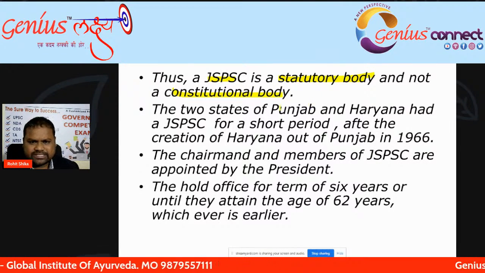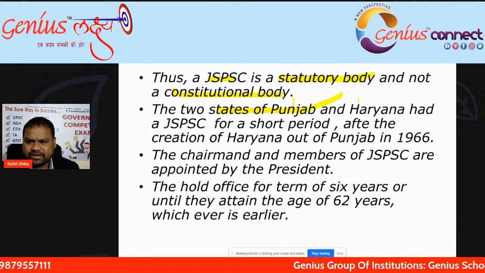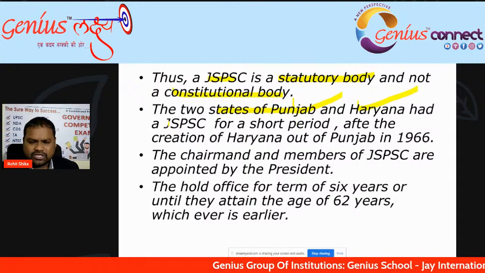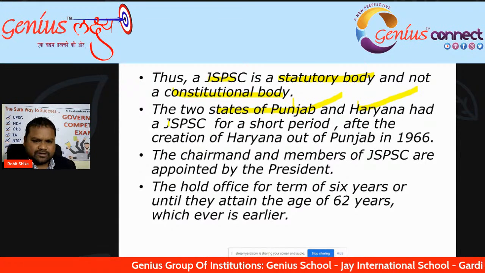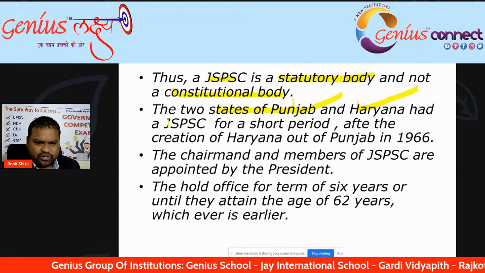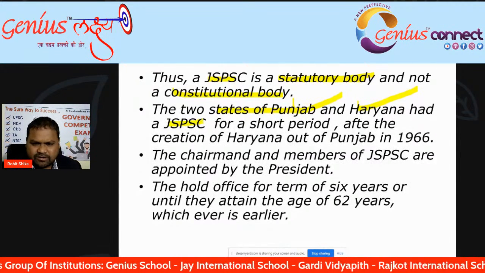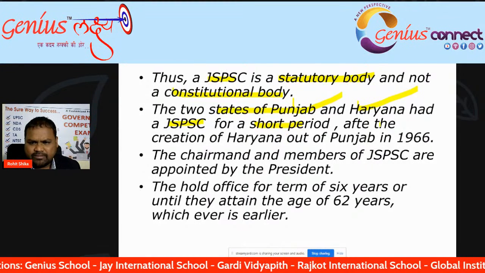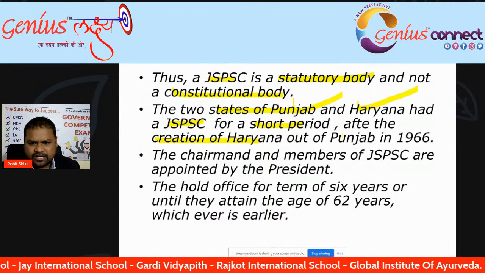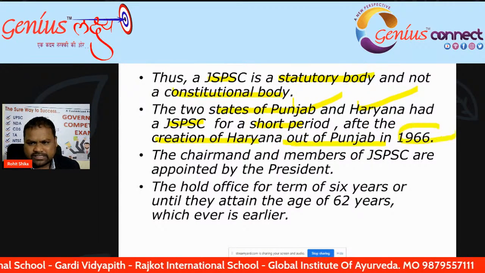The two states, this is the example, Punjab and Haryana had a joint commission for the civil services. That was Joint State Public Service Commission, but it was for a short period of time after the creation of Haryana out of Punjab in 1966.